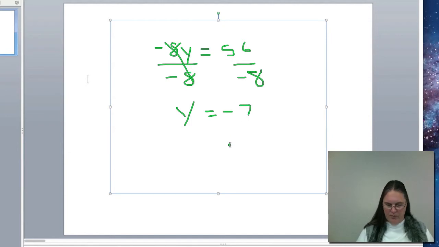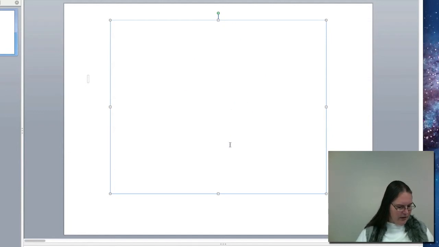I hope this is helpful, that you're getting it. You know, it's not always easy. It takes a little bit of practice. The next thing in this chapter is exponents. So let's look at this.